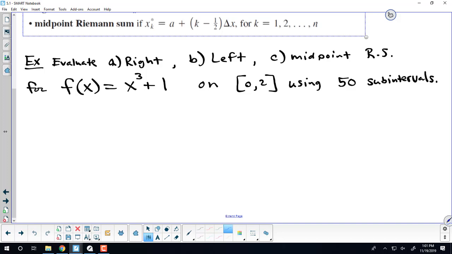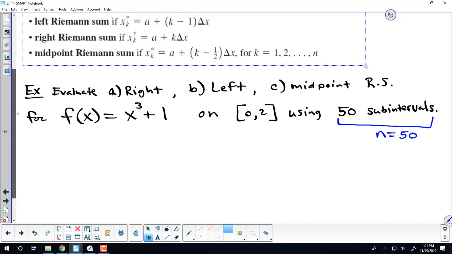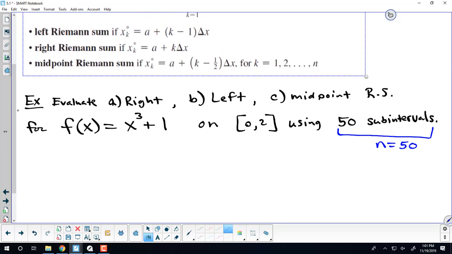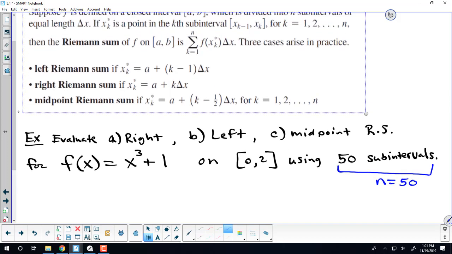Okay, so it says evaluate the left, right, and midpoint Riemann sums for x cubed plus 1 on the interval 0, 2 using 50 subintervals. So this is n equal to 50. We're using 50 rectangles to approximate the area. What is consistent whether we're dealing with the left, right, or midpoint Riemann sum is delta x. So this delta x is the same in all three of these.